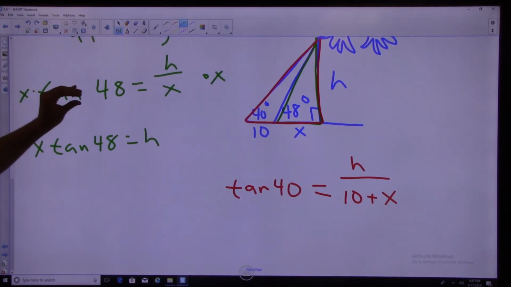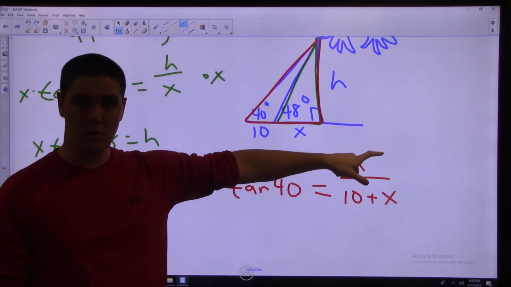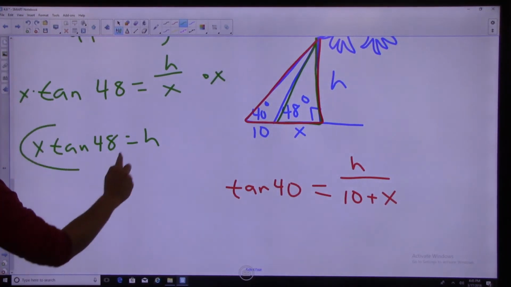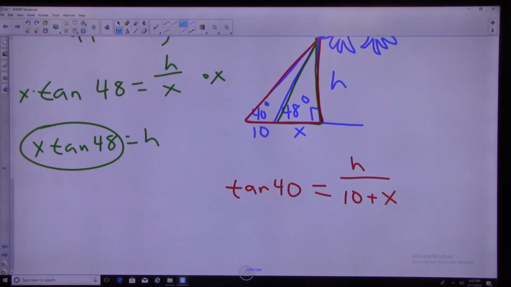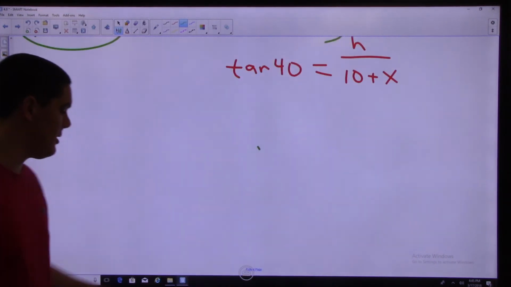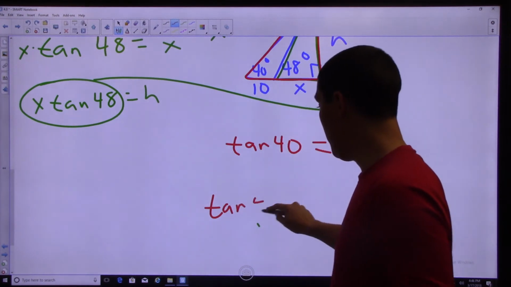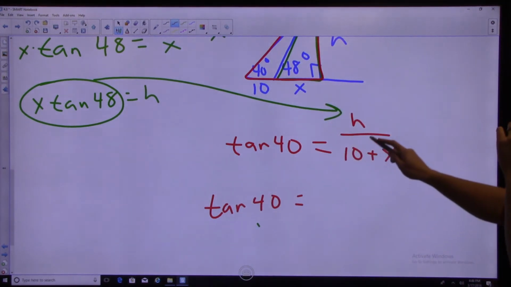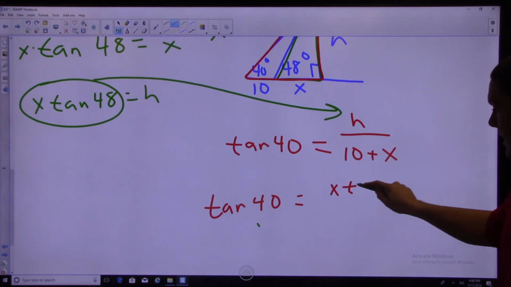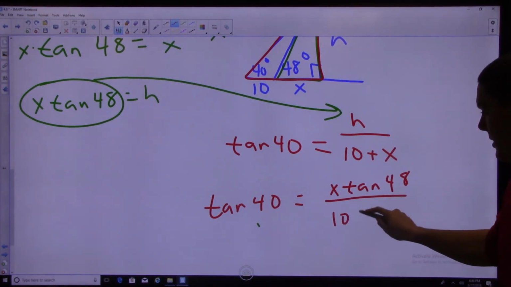So guys, I'm going to use that now, and I'm going to plug that into this equation to help me solve. I know h is equal to this whole stuff right here. So I'm going to plug that whole stuff in for h into that equation. And then you'll notice we'll only have one variable now, and we should be able to solve that. So let's do this. I'm going to write it in red now. So we know the tangent of 40 is going to equal, instead of h, x times the tangent of 48, and then it's going to be divided by 10 plus x.